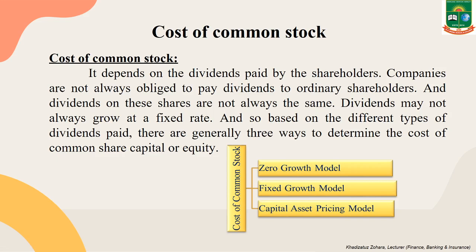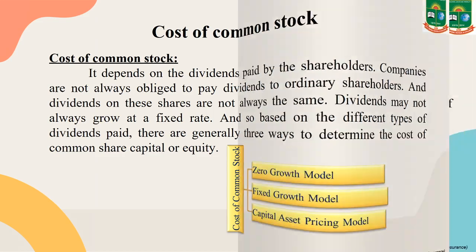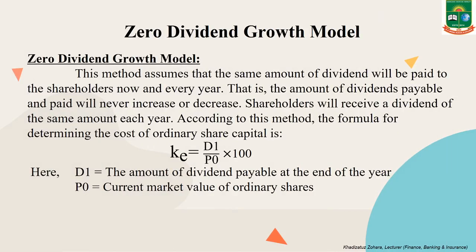In our class today we are going to discuss the first method of determining cost of common stock, that is the zero growth model. The zero growth model assumes that the same amount of dividend will be paid to shareholders now and every year. That is, the amount of dividends payable and paid will never increase or decrease. Shareholders will receive a dividend of the same amount each year.